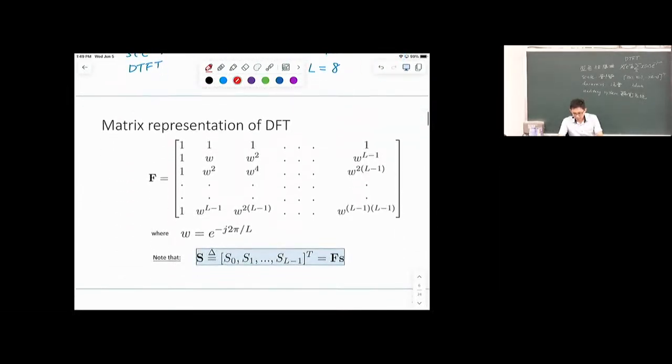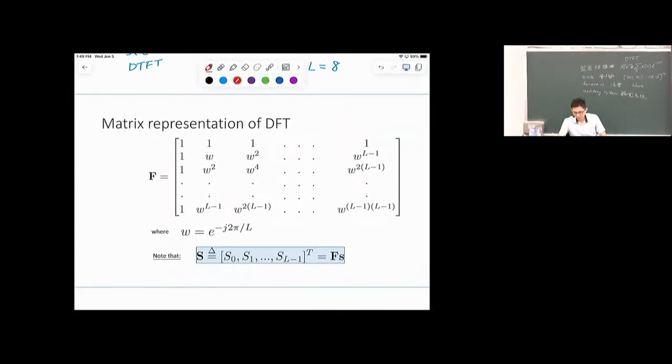And the next slide here, I want to introduce to you that we can have a matrix representation for DFT. As I mentioned, DFT starts with a block of length L, and it gives you L spectral lines. So it's an L-dimensional to L-dimensional linear transformation. You can easily verify that, of course, DFT is linear, and it turns out it's also invertible. Linear and invertible transformation.